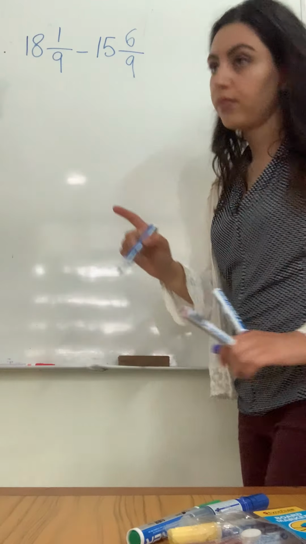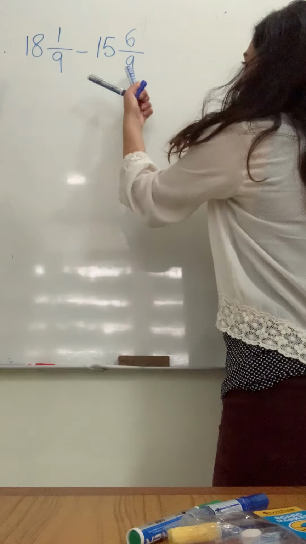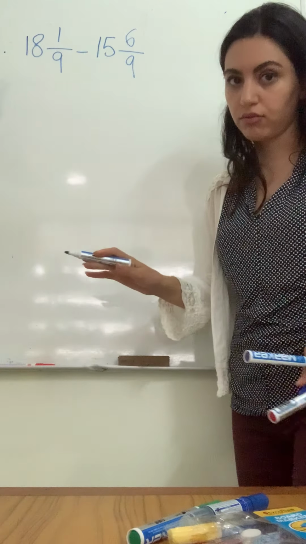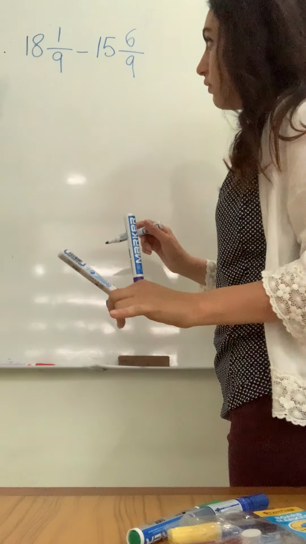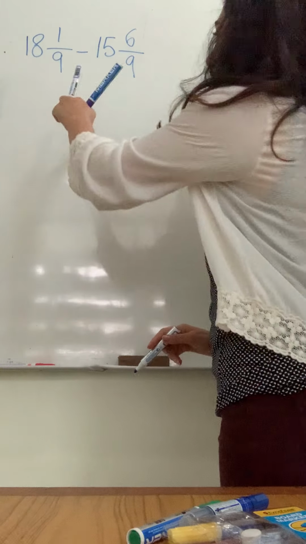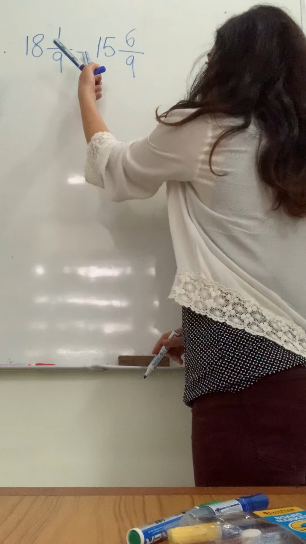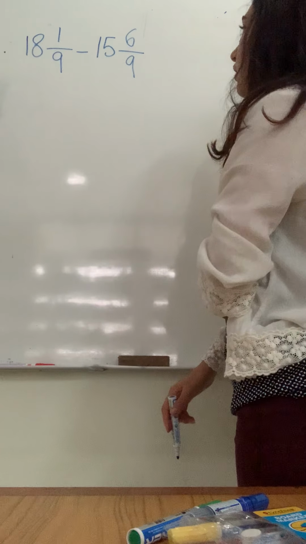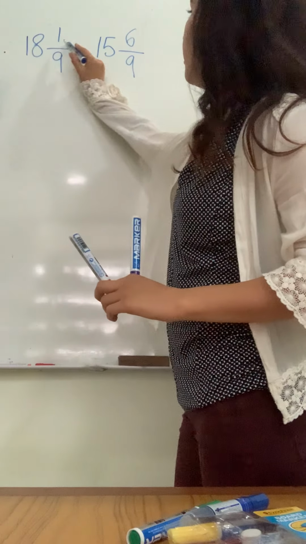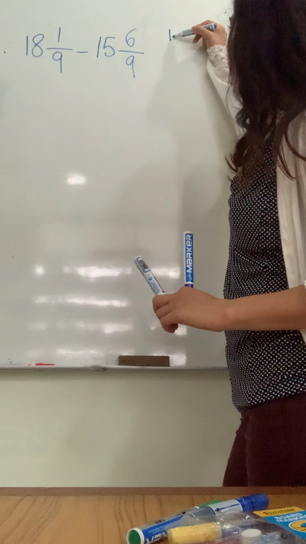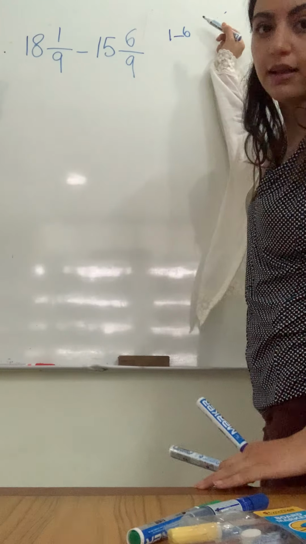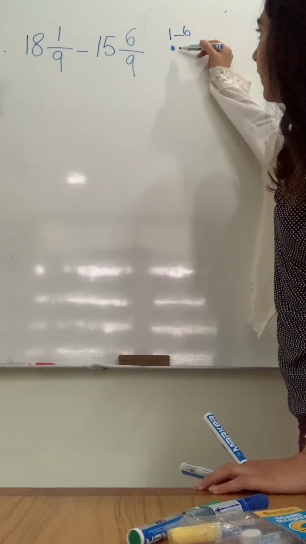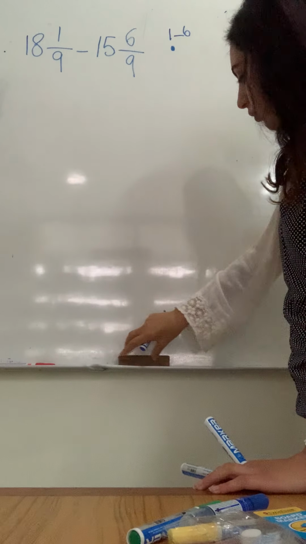First thing we do, we are checking the denominators. 9 and 9, they are the same, so you don't have to worry about it. That's the first thing we do. Second thing, we have 18 1/9 minus 15 6/9. We have to subtract 1 by 6. Can we say 1 minus 6? No, we can't. We have only 1. We want to take away 6. It's not possible.